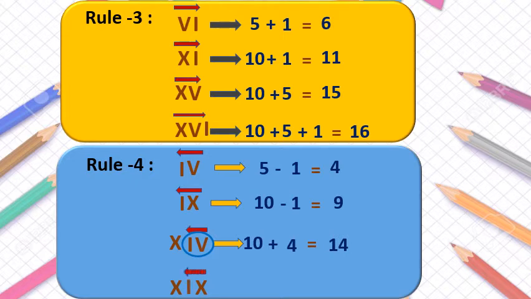One more. Yes, I know that you know the value of this one. X is 10. Then IX is nothing but 9. So the answer is 19. Got this, children? These are the 4 important rules we have to follow while writing Roman numerals.